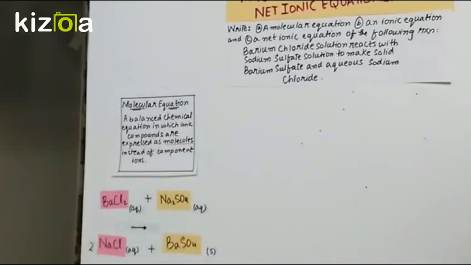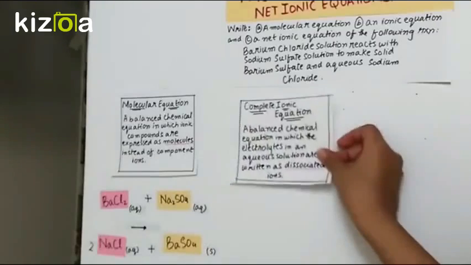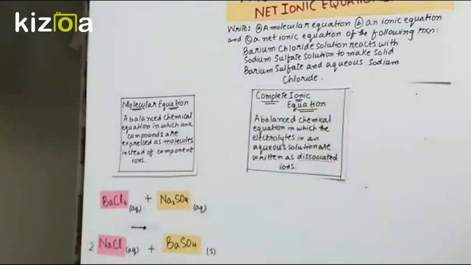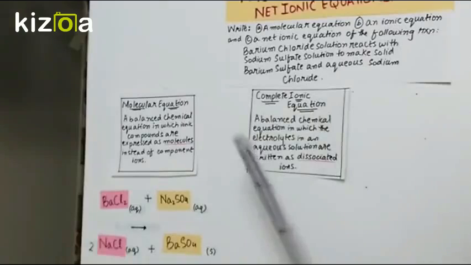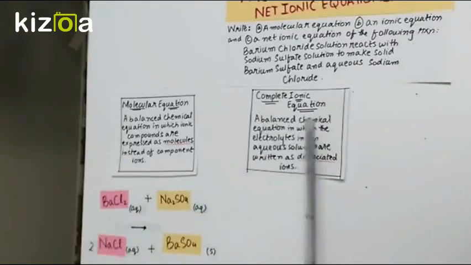So let's move on to the complete ionic equation. The reason I wrote the word complete here, you may see that there's no complete in the name. It's the same thing as an ionic equation, but if you memorize it as complete in your brain, you're going to be able to differentiate it from a non-ionic equation. So first, we should read the definition. It says, a balanced chemical equation in which the electrolytes in an aqueous solution are written as dissociated ions.